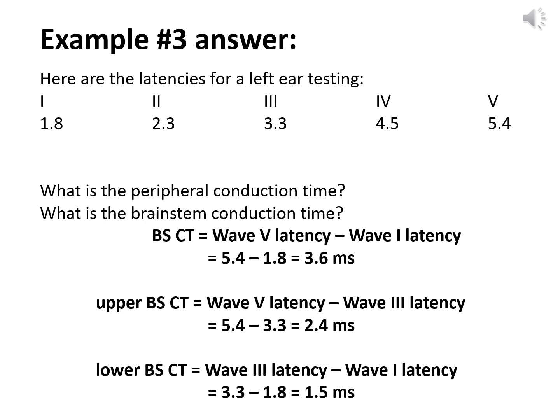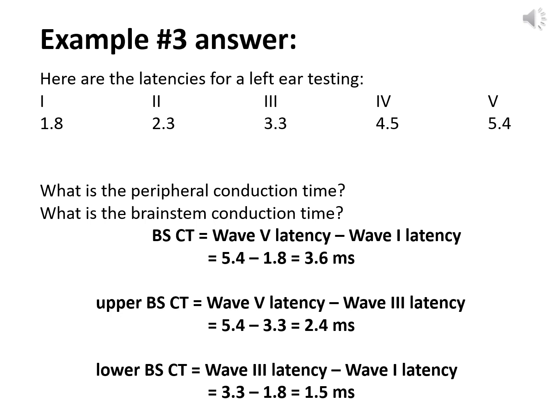We know that wave 1 to 3 encompasses the lower brainstem, and wave 3 to 5 represents the upper brainstem. So we can also look at the travel time in the upper brainstem and the lower brainstem. The upper brainstem conduction time is the difference between wave 3 and wave 5, so we subtract wave 3 from wave 5. 5.4 minus 3.3 is 2.1 milliseconds, and this is the travel time through the upper brainstem.